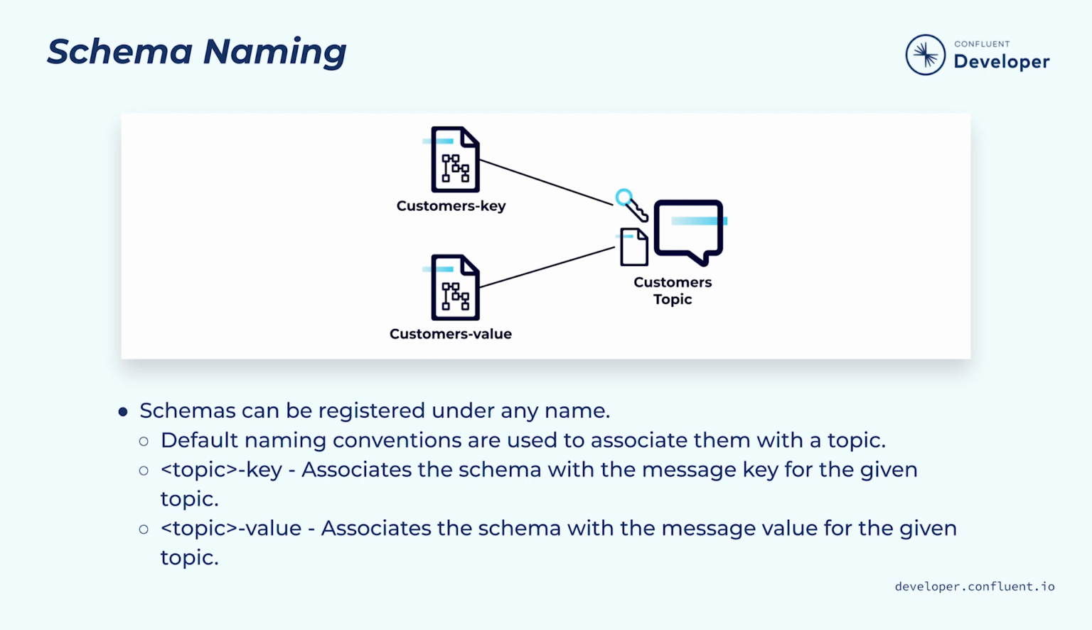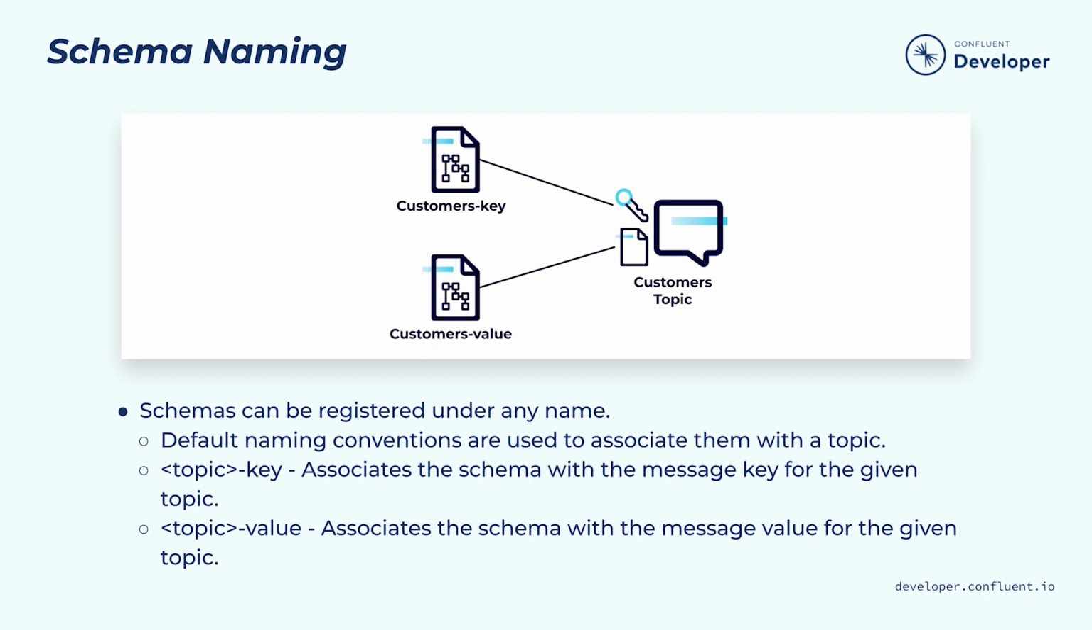Schemas can be registered under any name. However, if you want them to be associated with a topic, certain conventions must be followed. By default, a schema registered with a name such as topic-key or topic-value will be automatically associated with the specified topic.